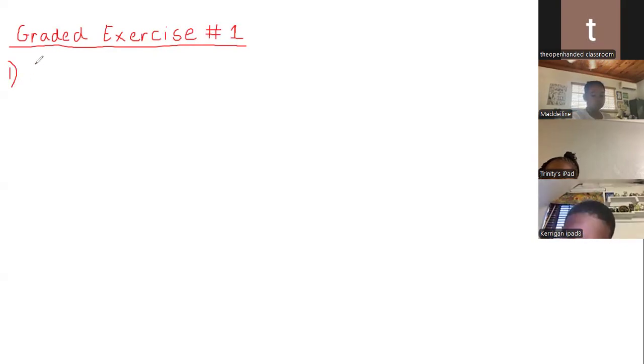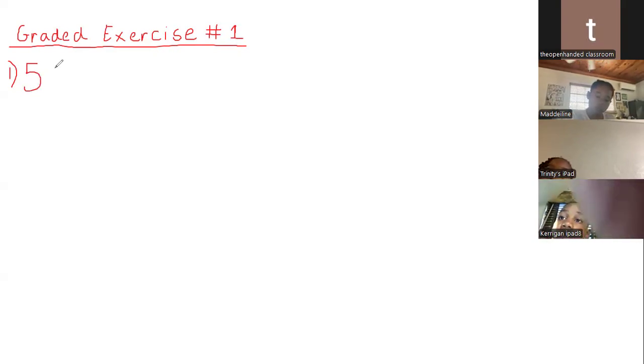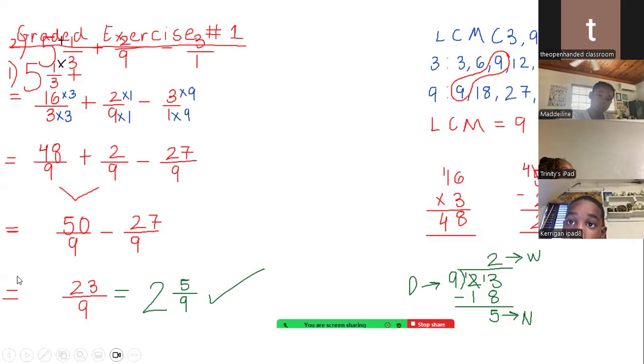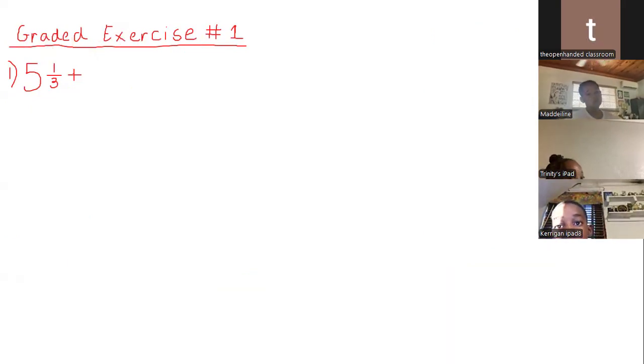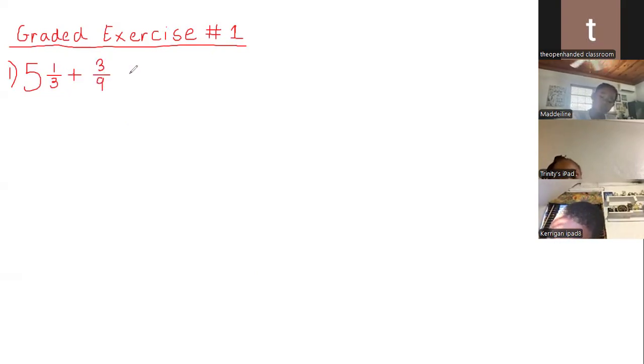So we're going to say 5 and 1/3 plus, what number did we use in the last section? We used 2/9. Okay, plus 3/9 minus 3/1. Pretty similar to what we did before.